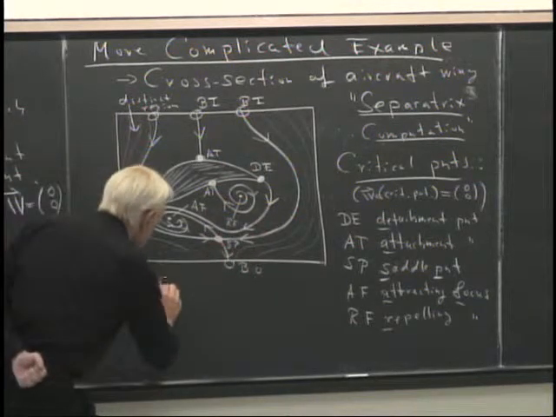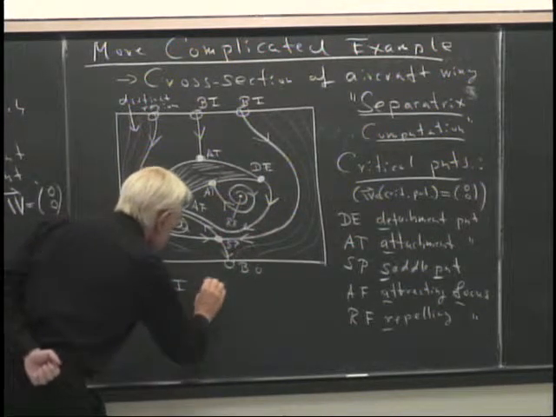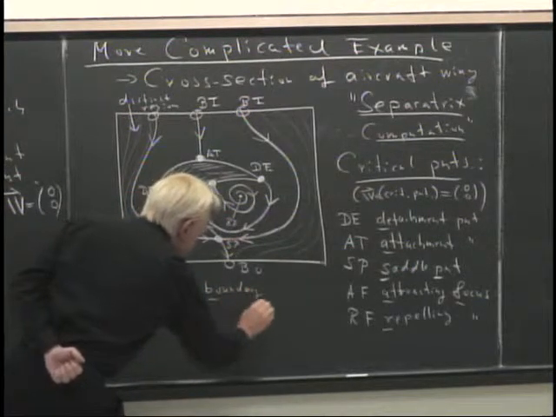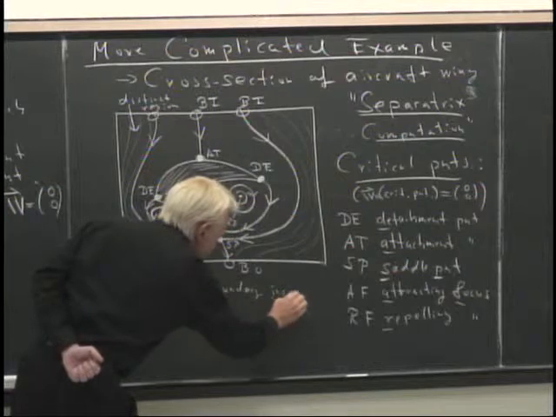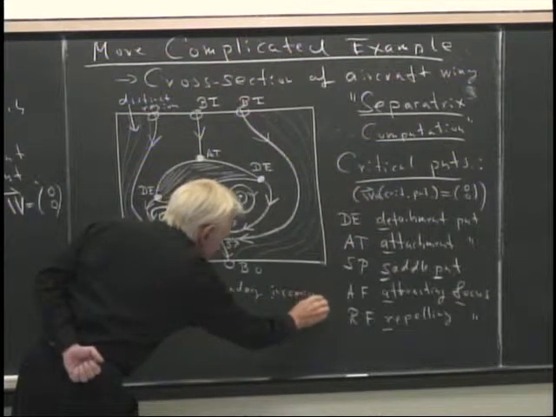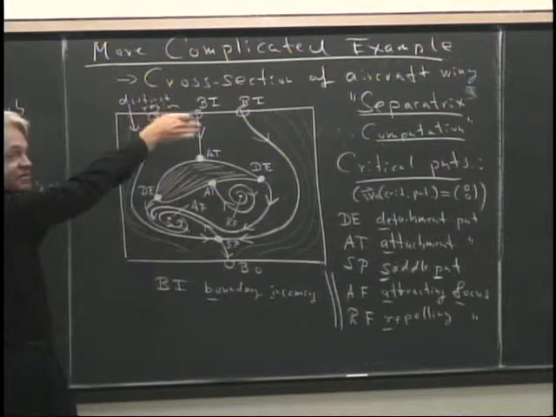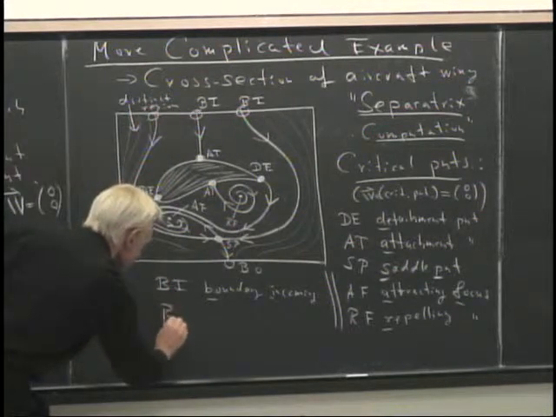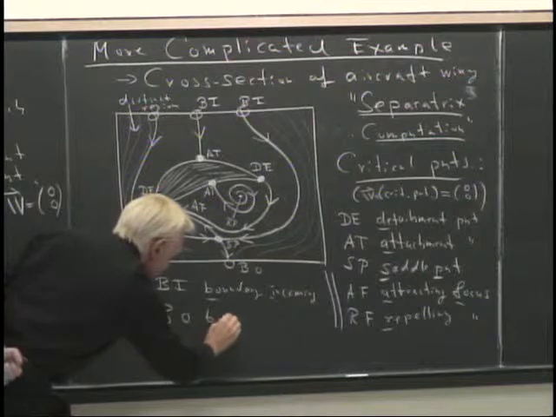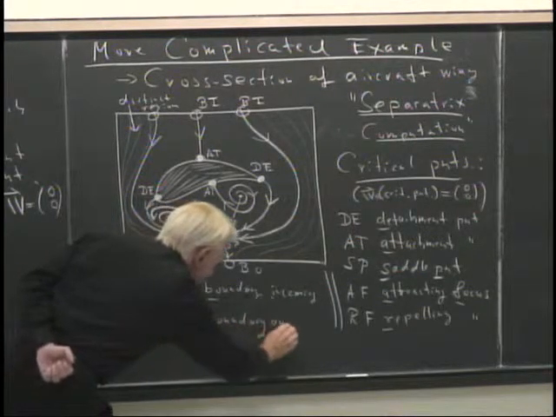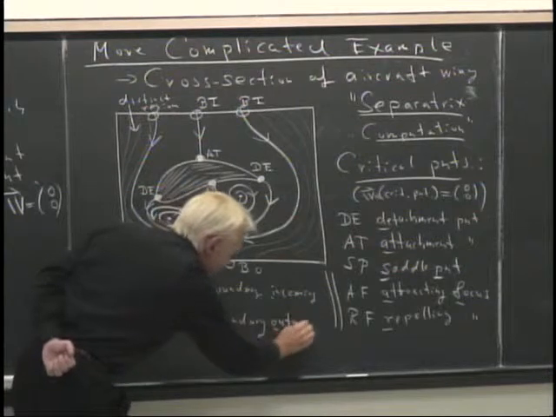So BI is a boundary incoming point. But these are not critical points, right? There is a velocity different from 0 there. And then we have a boundary outgoing.